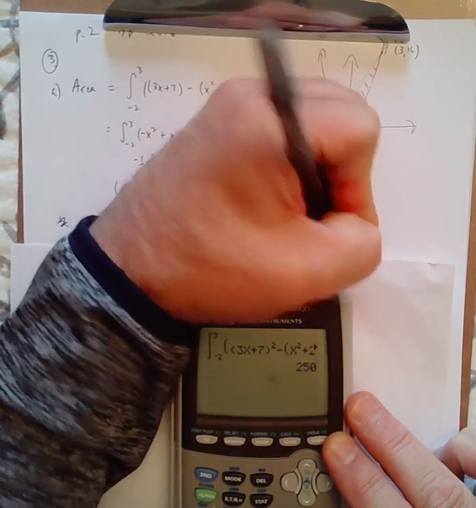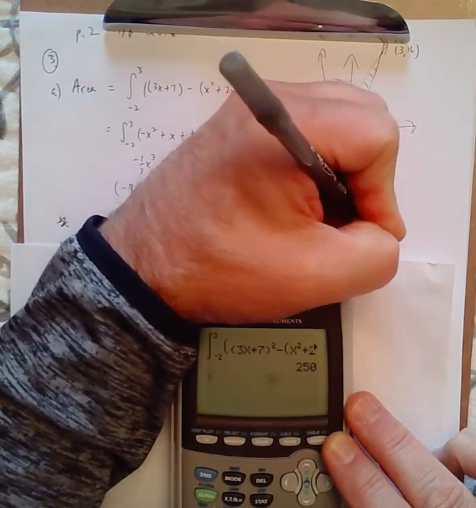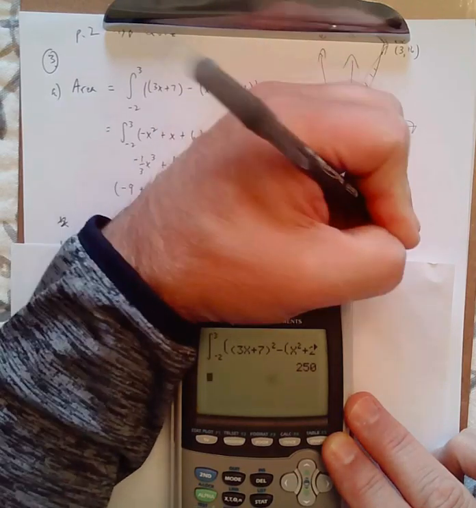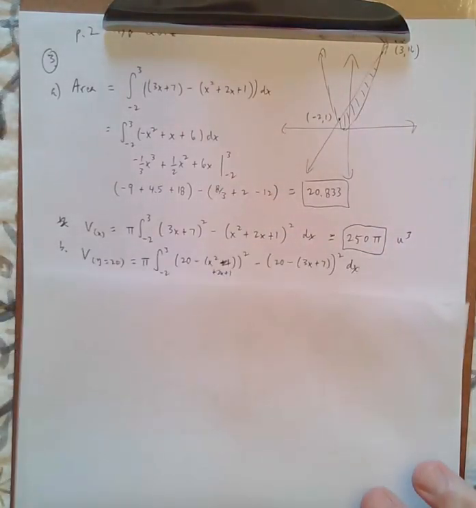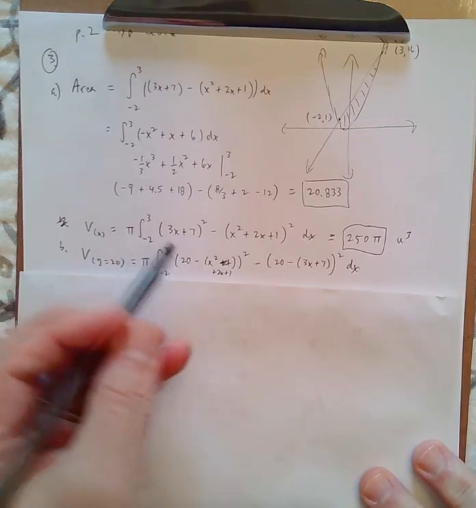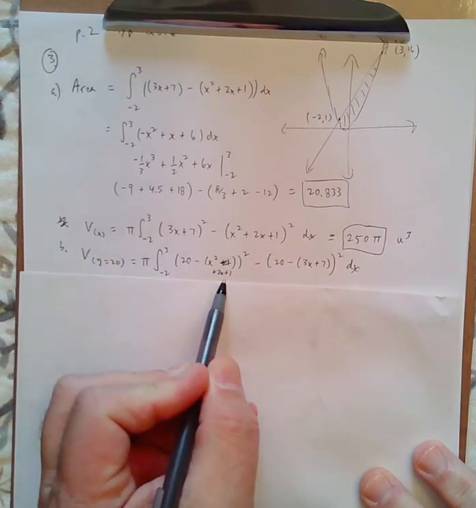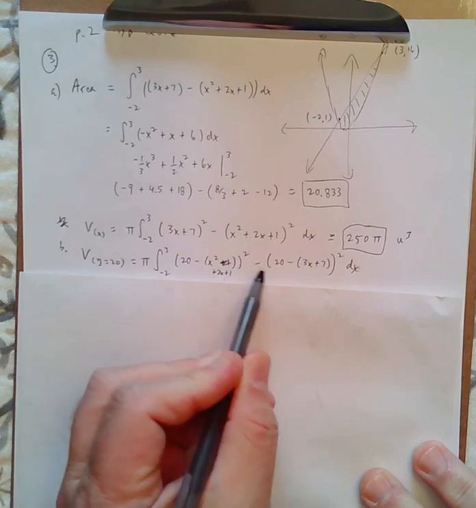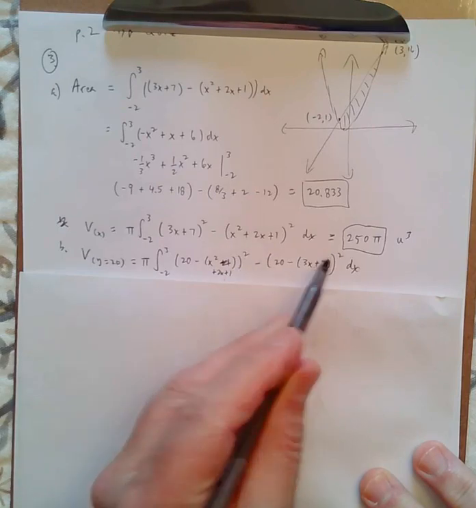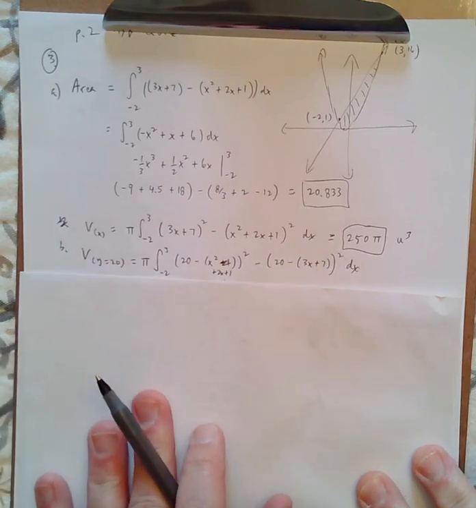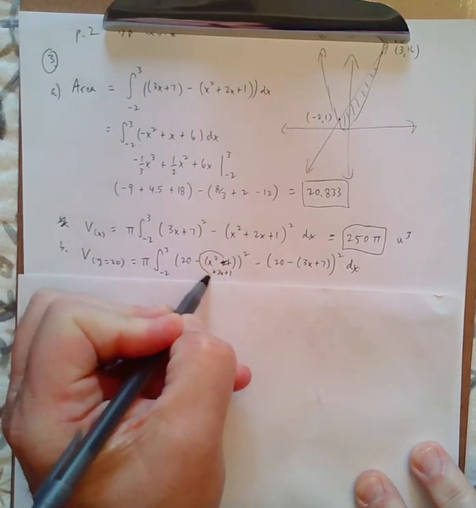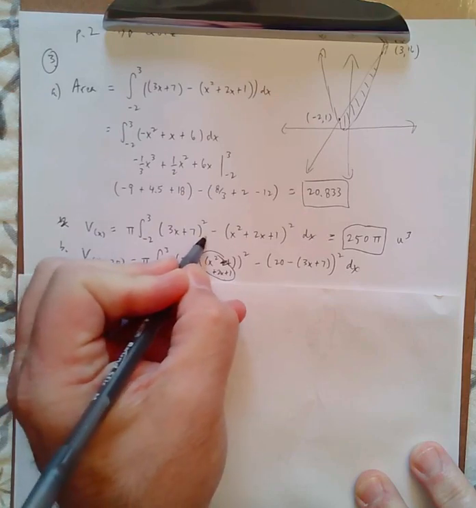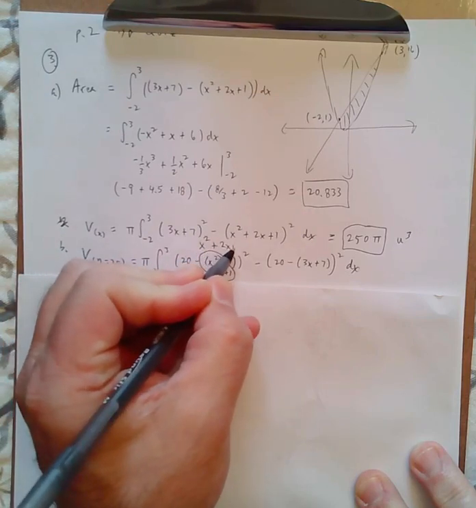I always tell students, don't put the pi in until the end. Okay? And the second question, you're rotating it around y equals 20, so it's the number minus the parabola squared minus the number minus the line squared. And that was a tricky one. This says x squared plus 2x plus 1.